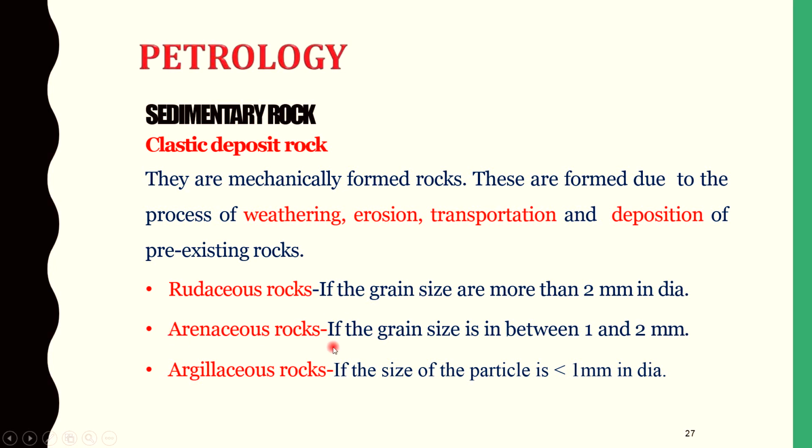What are the arenaceous rocks? If the grain size is between 1 to 2 mm, then those rocks are known as arenaceous rocks. And if the size of the particle is less than 1 mm in diameter, then those rocks are known as argillaceous rocks. Okay, so this classification is basically based upon the grain size.